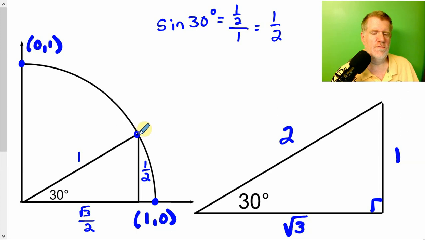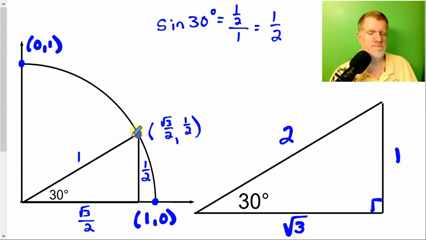Now I'm asking you, what's this coordinate point? What's the x and the y value of this point? So the x value is how far it is from here to here, which is square root of 3 over 2. And the y value is 1/2. So here's what I want you to notice about the unit circle. If I wanted to know the sine of 30 degrees, I just have to look for that. The sine of 30 is the second coordinate point. The sine of 30 is 1/2. And guess what the cosine of 30 is? Square root of 3 over 2.